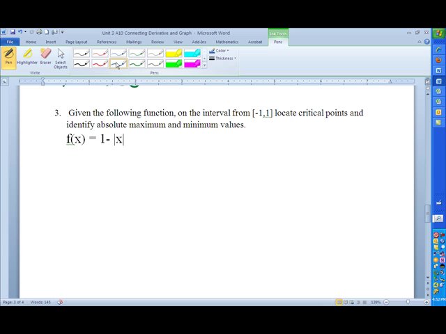And if you're not familiar with the absolute value graph, you can throw this in your calculator, but the absolute value graph is a V, and the plus 1 here is going to move it up 1. The negative is going to flip it down. So if this is a 1, the absolute value graph looks something like this.